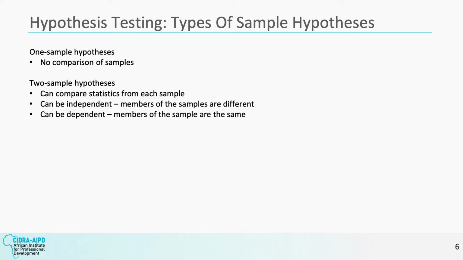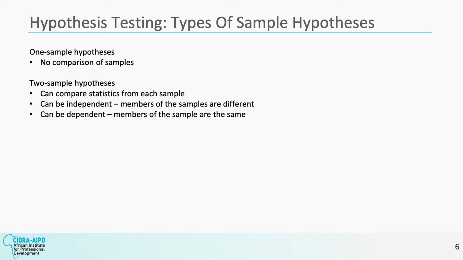Before we can get started with hypothesis testing, we first have to understand the nature of the statistical problem that we want to solve. When we have only one sample, we can't compare the statistics of multiple samples. Rather, we typically ask if the statistic from the sample that we do have is higher or lower than some other value. For example, is the average height of students from the AIPD higher or lower than 1.7 meters? We call this a one-sample hypothesis, or one-sample problem.